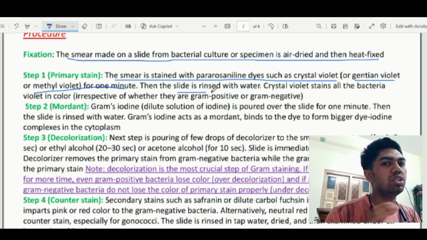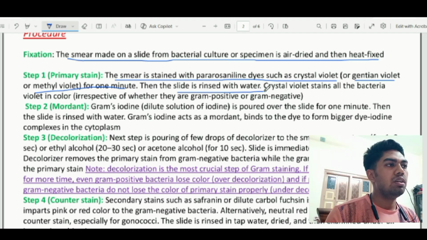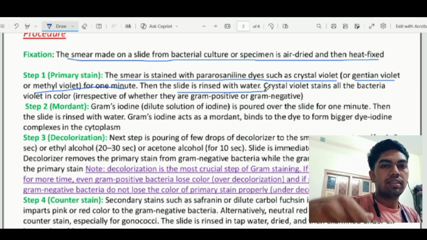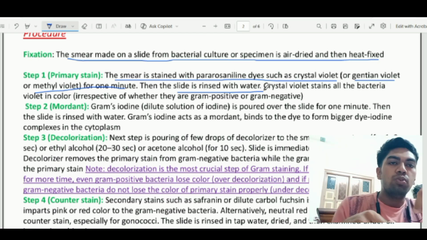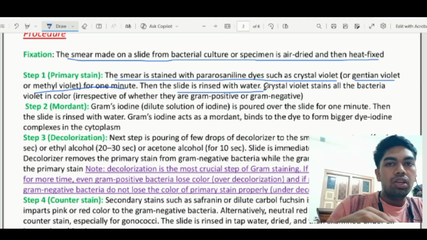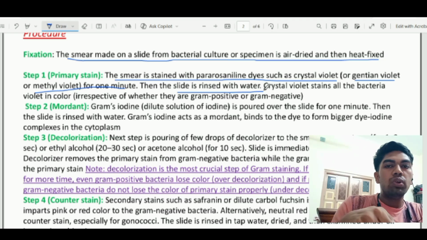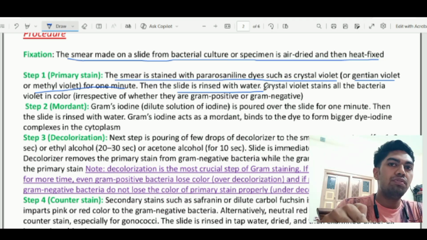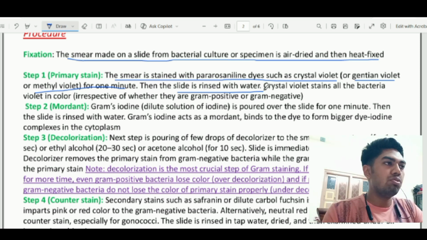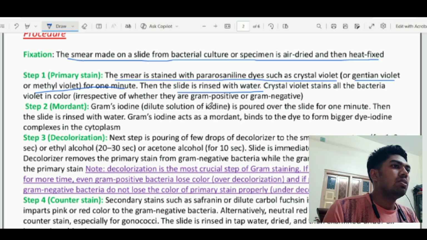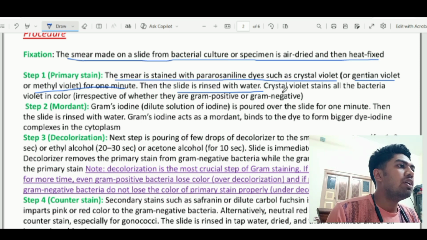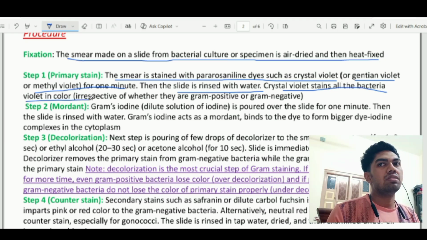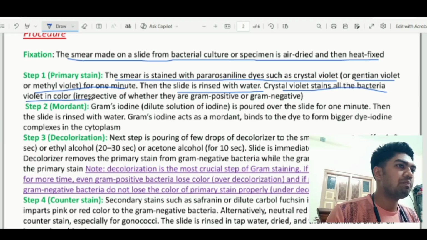Then we have to wash it with water. Not like that you hold the slide and the water comes directly on the smear. You have to slowly rinse the slide so that the smear is not washed out by the water flow. Crystal violet stains all the bacteria violet in color, irrespective of gram positive or gram negative.